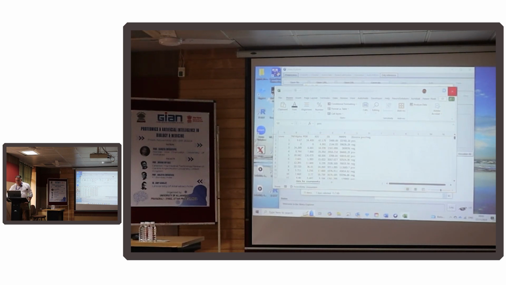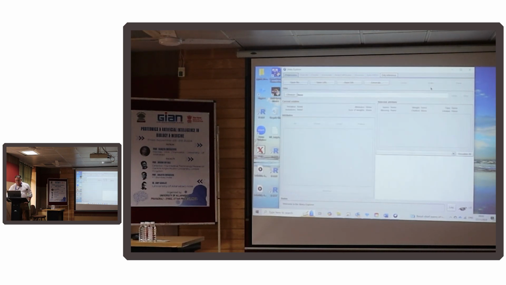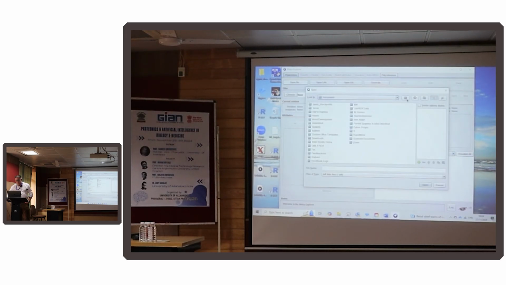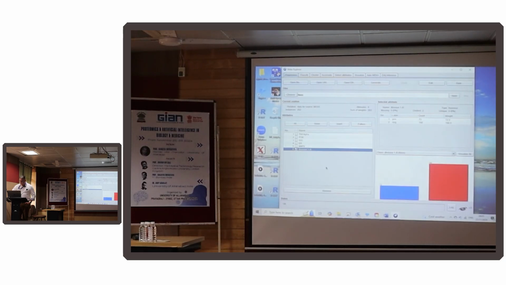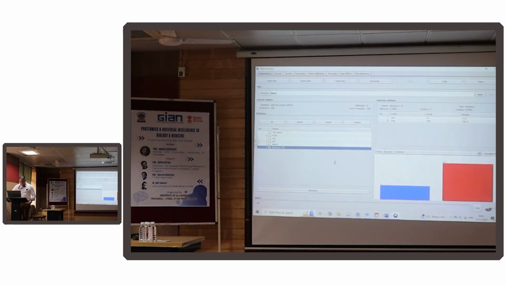So I need to load some data. So first thing I do is open a file. Let's go up to the relevant directory. Negative, blue is positive. So essentially it's providing me histograms just so I can see what my data looks like. So that's the file load interface.